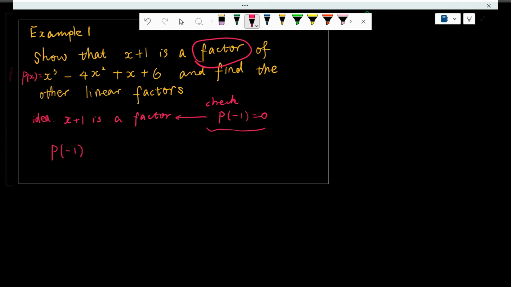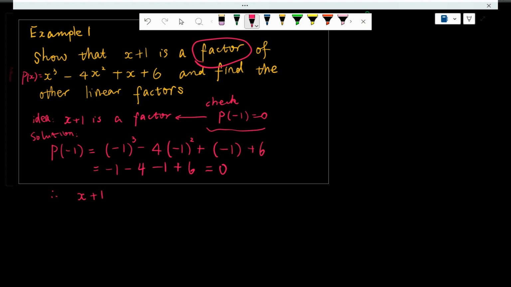Substitute the value of -1 into the polynomial, and then we will have -1 cubed minus 4 times -1 squared, plus -1 plus 6. So this value will be simplified to this, plus 6. Then the result is 0. Therefore, we're going to make the conclusion. Based on the factor theorem, x plus 1 is a factor, by factor theorem.